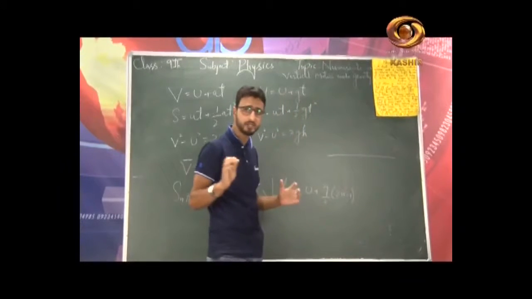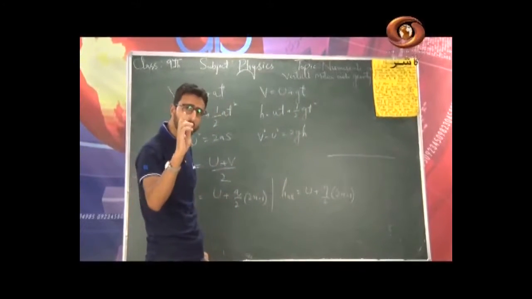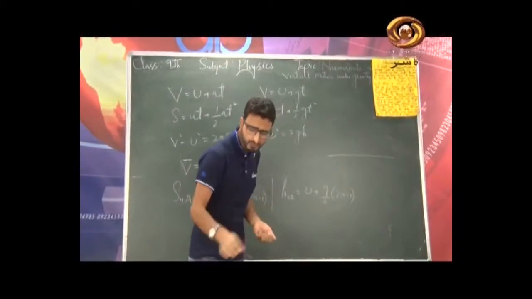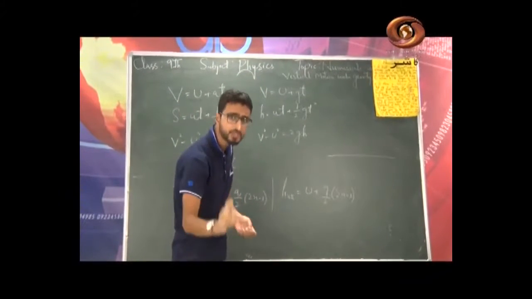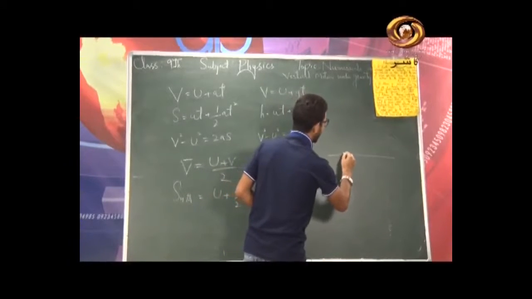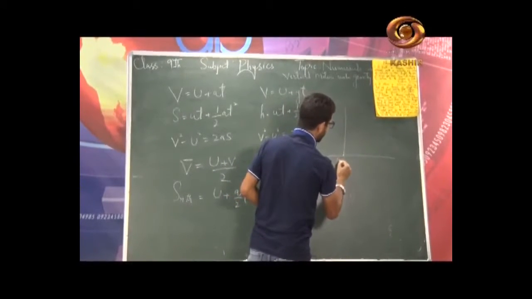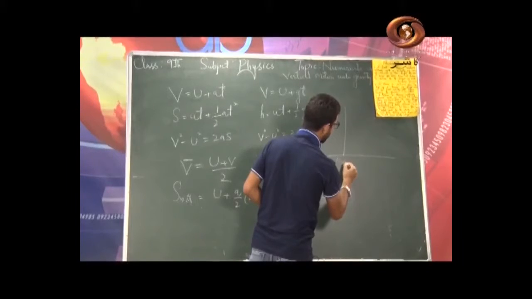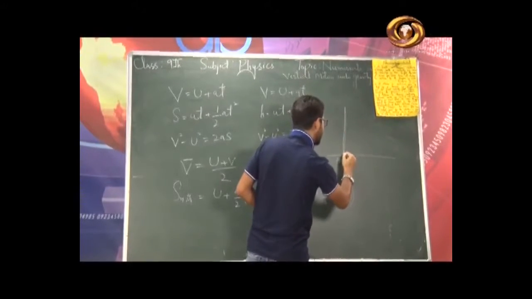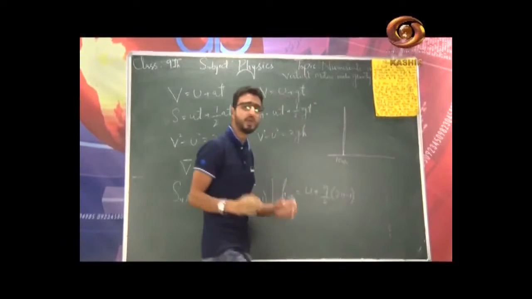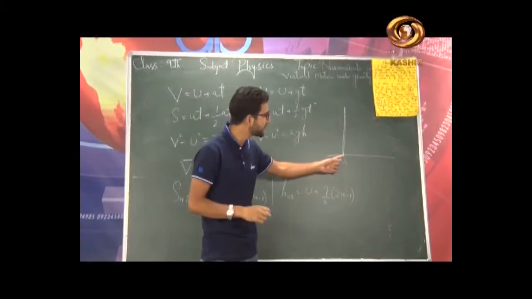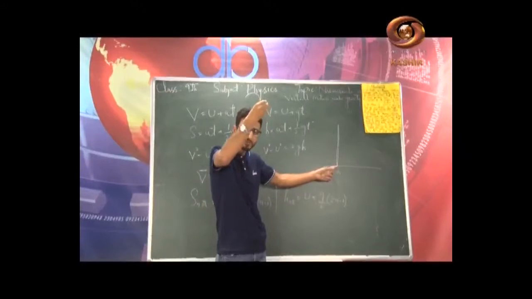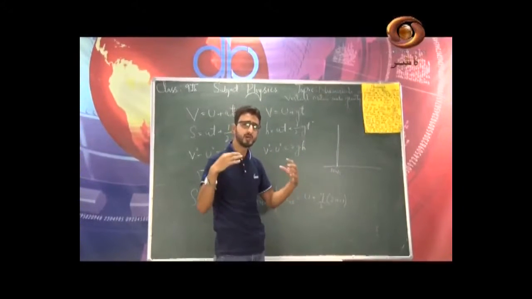If you remember, I have already solved one numerical regarding the motion of a freely falling body. Like this, if I throw a body with a velocity of, for example, 15 meter per second, again it will hit the ground with the same velocity, as I have already proved. That is, velocity of throw is equal to the velocity of return.